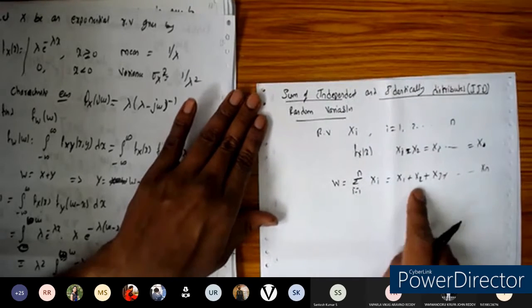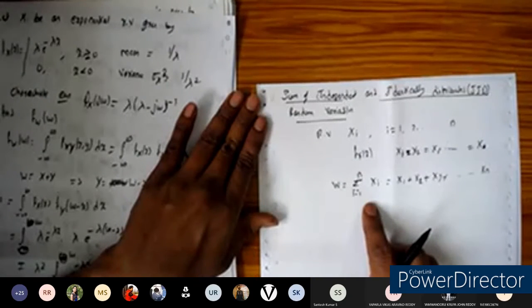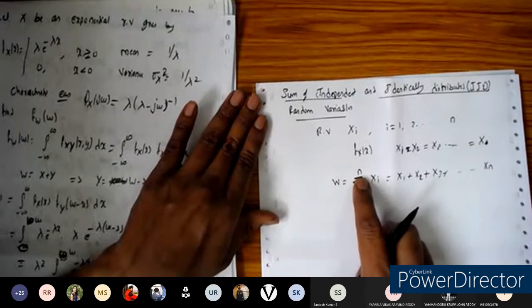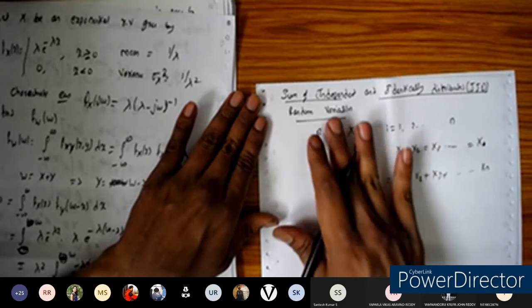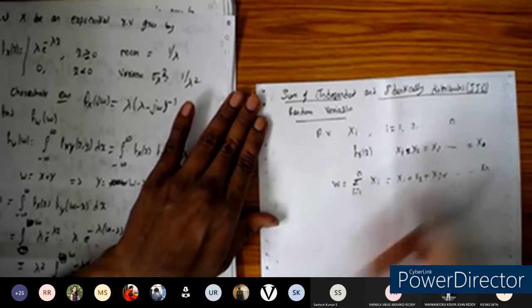Okay, for such kind of random variable, we are going to find out the mean, we are going to find out the variance, and we are going to extend the cases for the different values of n. So this is called independent and identically distributed random variable. There is a meaning in the definition itself here.